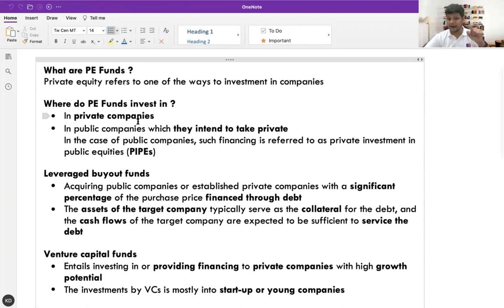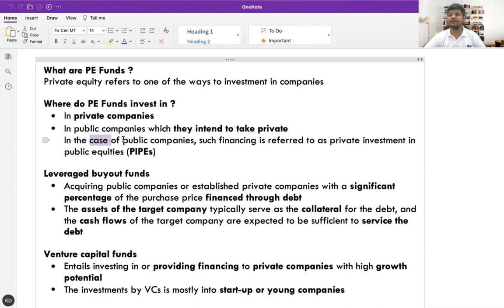PE funds invest in private companies, or they invest in public companies where they want to make them private. Clear? They would want to make the public companies back into private. Now, when PE funds invest in a public company with the intention to make it private, what is that called?